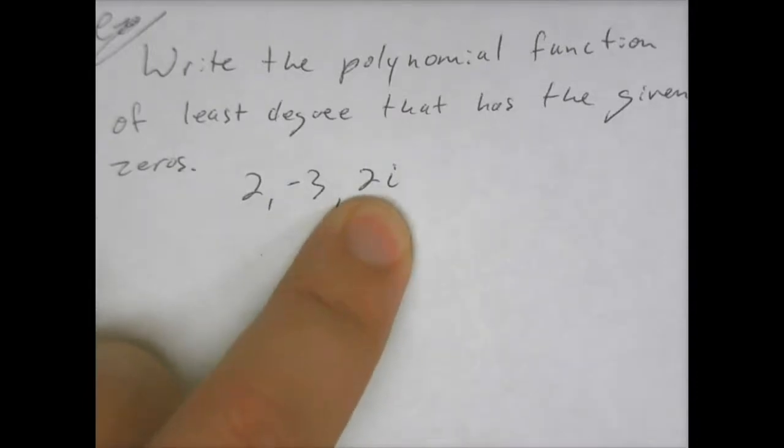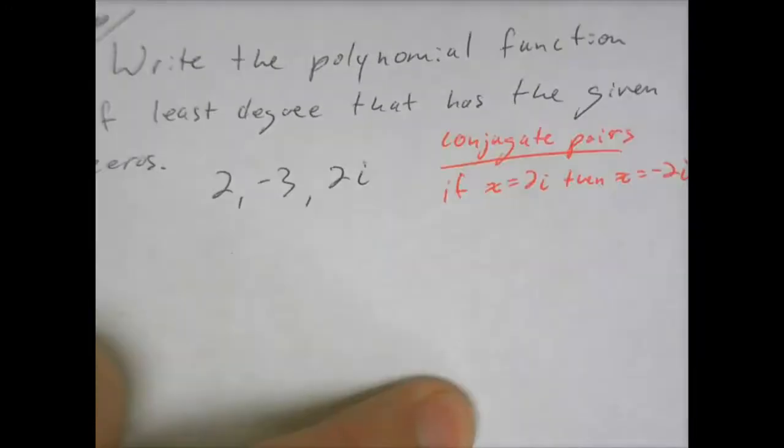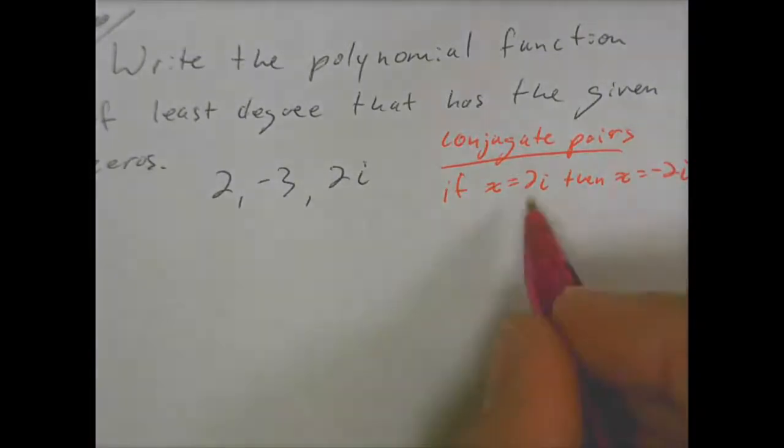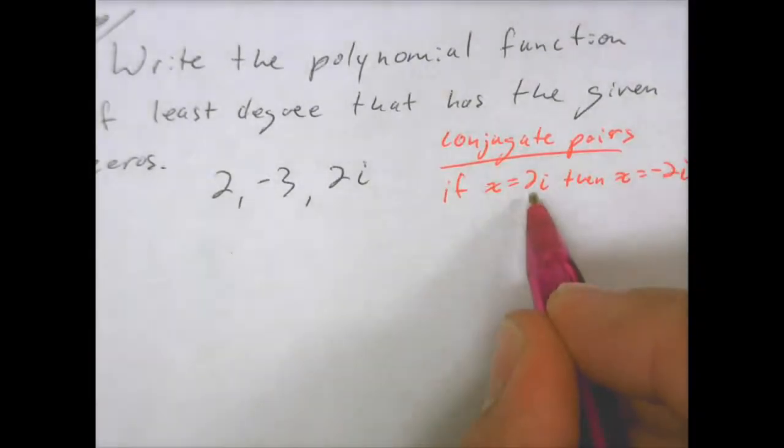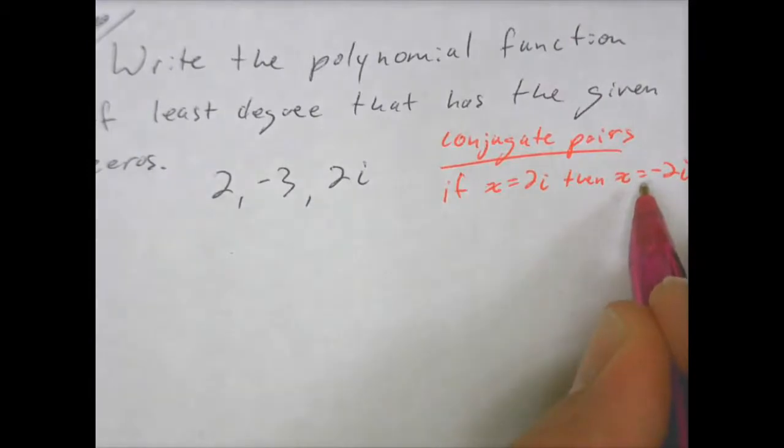So when we have an i, remember that just means imaginary numbers. When we have imaginary numbers, they happen in conjugate pairs. Well, what are conjugate pairs? Pretty much if you are given that x is 2i, then also negative 2i. If you're given negative 2i, then also 2i.